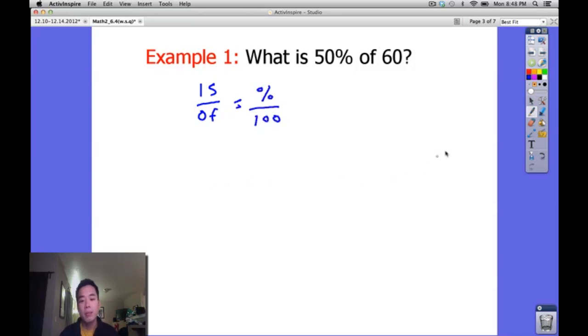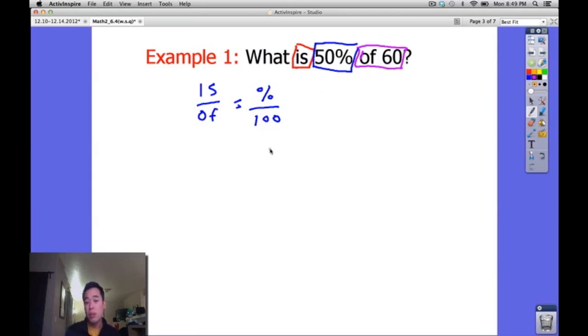After you have that, go to your statement, and I'm going to switch colors so you can see it. Find the is, find the percent, and then find the of. But this time the of is attached to 60, so go ahead and box both. So look, I have my three key components. So what is 50% of 60?